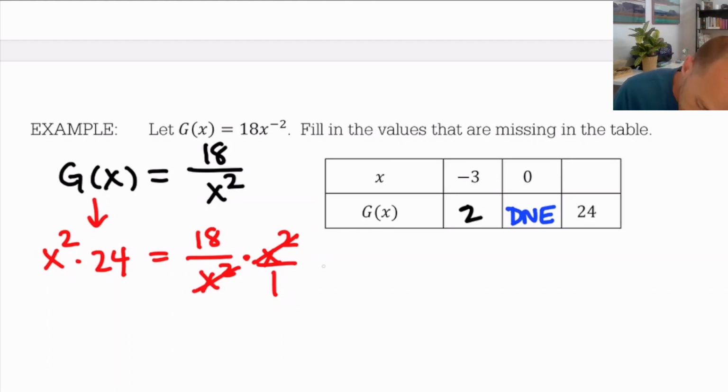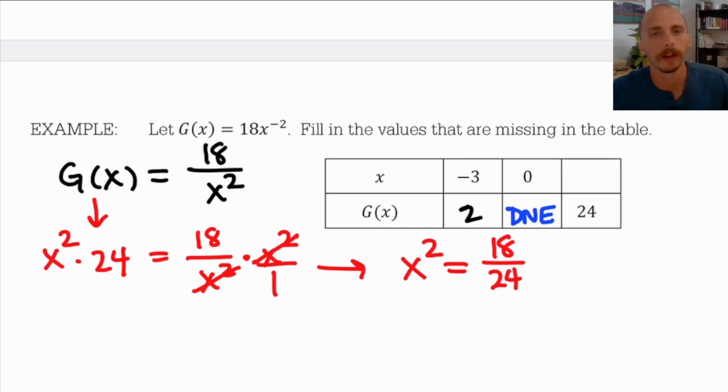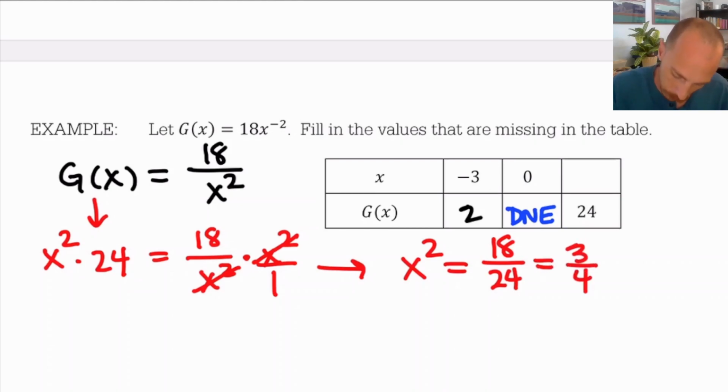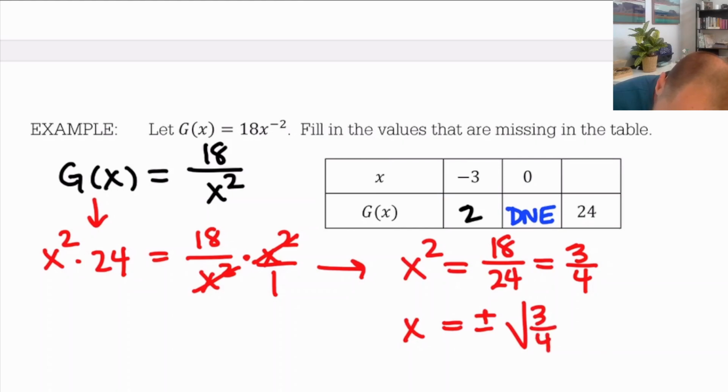But I want to get rid of the x squared just to get at x. So I'm going to divide both sides by 24 and I'll have x squared equals 18 over 24. I see that 6 divides 18 and 24, or you can see maybe they're both even numbers and you can start reducing it that way. But I think that's going to be 6, 12, 18, 24, 3/4. And so then I'm going to take the square root of both sides, which causes me to bring in a plus or minus. Plus or minus the square root of 3/4.